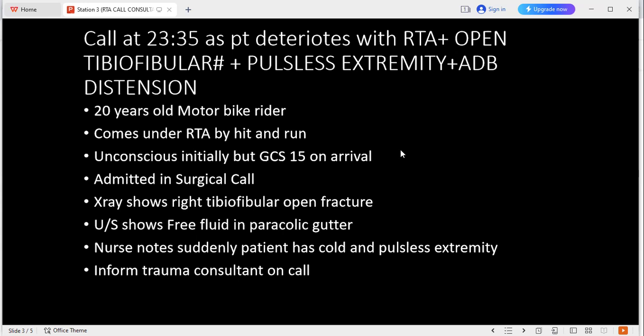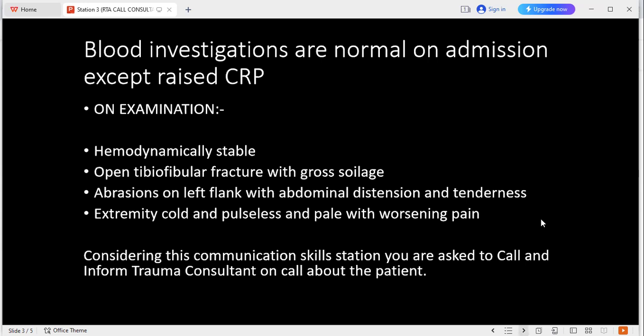Okay. Is there another slide? Yes, please. Previous? Yes, I'm ready. Okay. So if you've read and understood, considering it communication skill station, please begin.